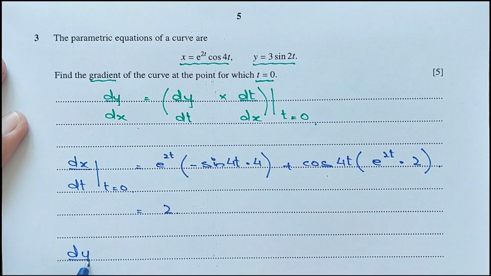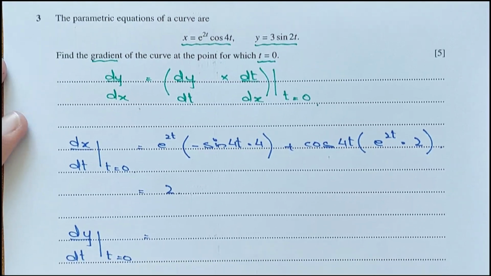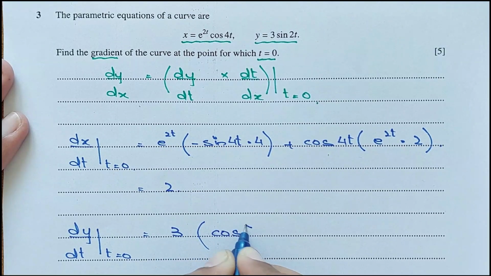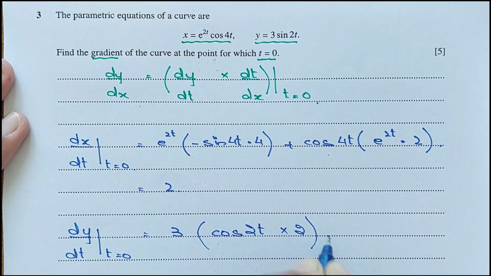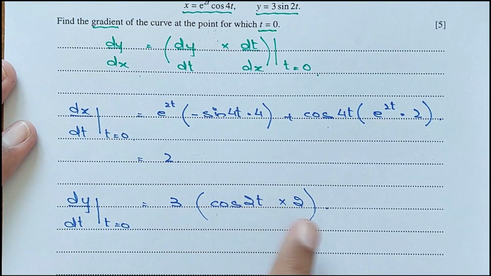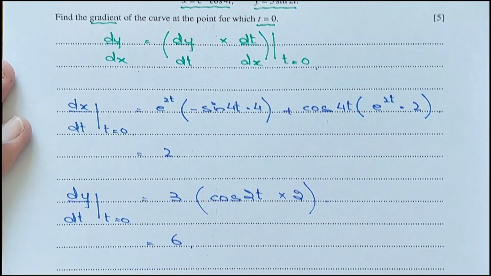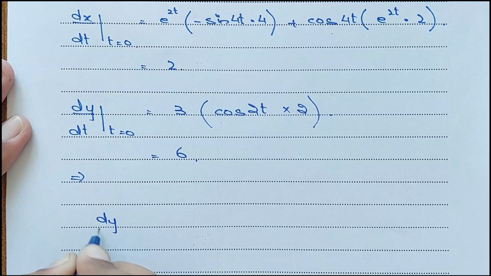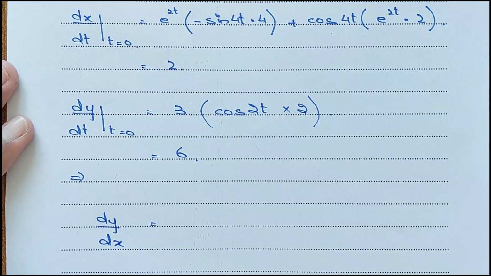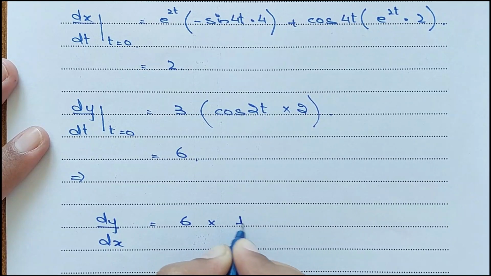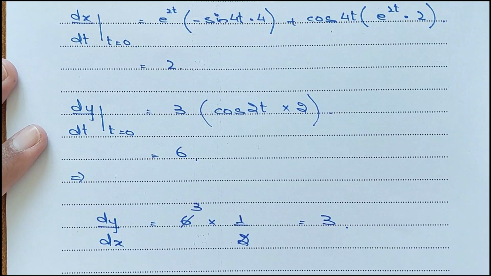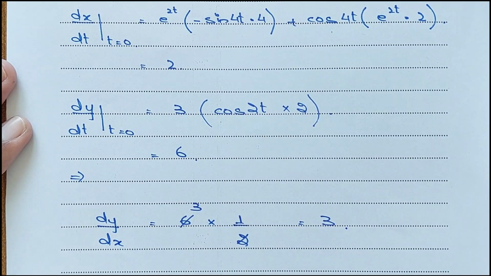Now dy over dt, differentiate the function y with respect to t and put t equals 0, right? So we have 3 as it is. The derivative of sine is cos 2t times 2, right? So cos 0 is 1 and 2 times 3 is 6, right? Now let me substitute into the chain rule formula. So dy over dx is equal to dy over dt, which is 6, times dt over dx, 1 by 2. So 2 times 3 would be 6, and this is equal to 3. The gradient of the curve at the point where t equals 0 is 3.